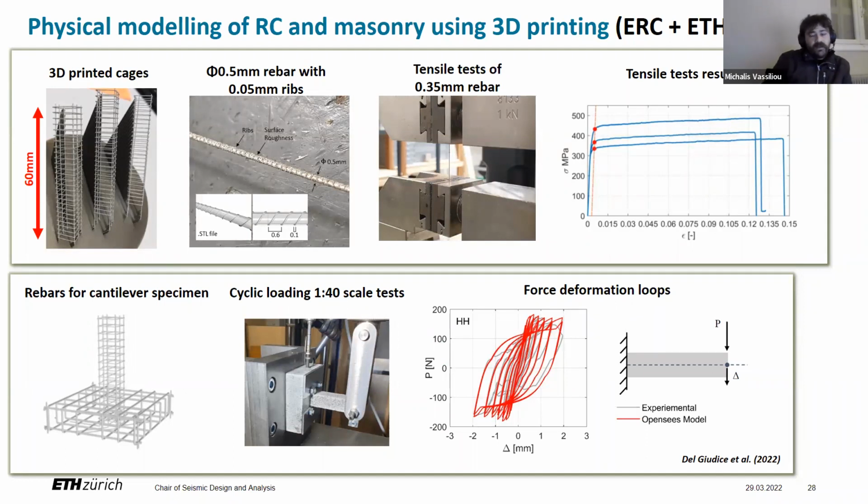Now, the good thing with the 3D printer is that you can go to very small diameters. So here is a photo of the rebar. The rebar has a diameter of 0.5 millimeters. Okay, and you can also print the 0.05 millimeter ribs. By no means can you do this with anything else than a 3D printer. Now, we tested these rebars in tension.